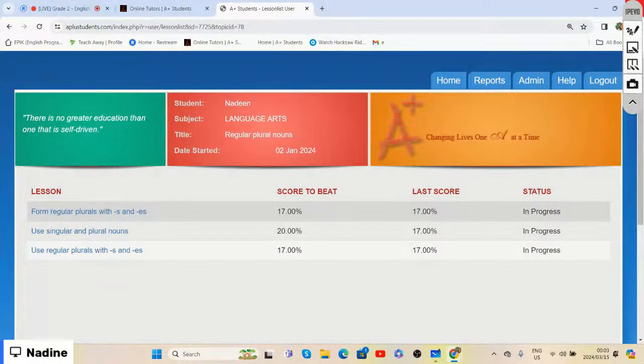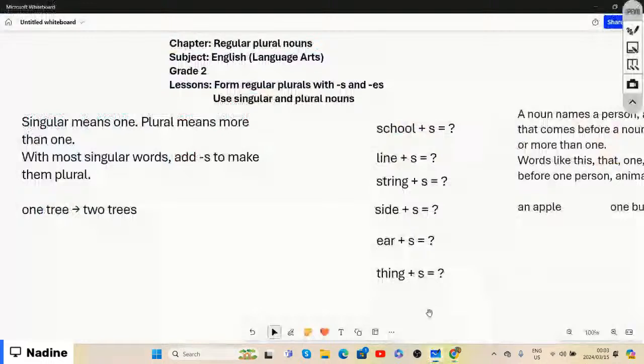So our chapter is regular plural nouns. The subject is English language arts, grade 2. And the lessons that we are focusing on today under the chapter of regular plural nouns are to form regular plurals with S and ES, and to use singular and plural nouns.